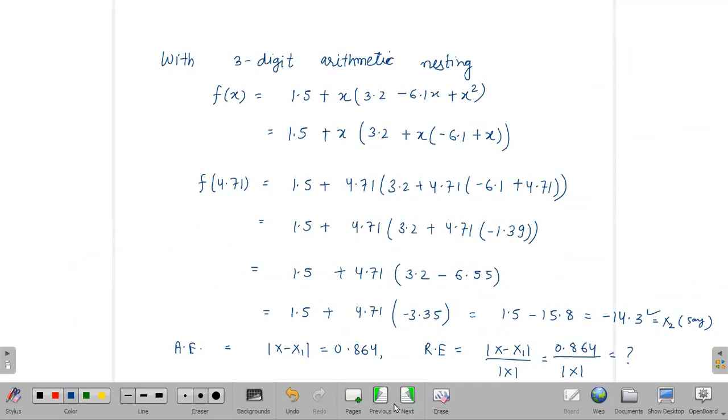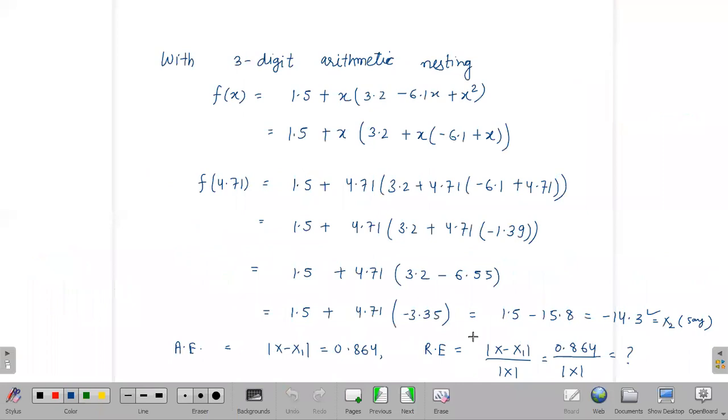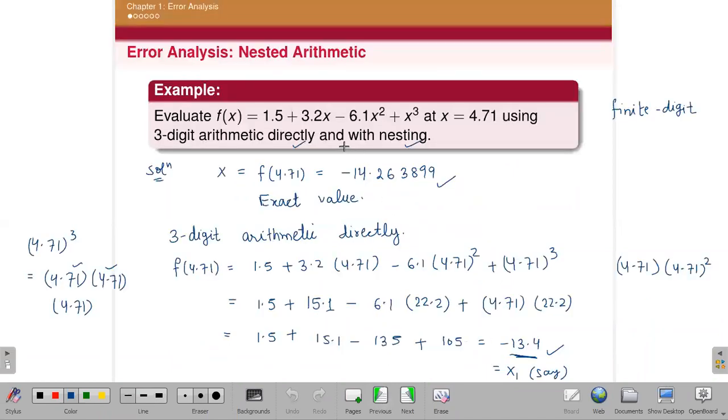Now if I find the absolute error between x and x2, x minus x2, it will be 0.036106. Here you can see the error. The absolute error is 0.03 but here 0.8. You can compare relative errors also between these two. This is the benefit of nesting, that you are getting the most accurate approximation while you are evaluating the polynomial at the decimal points.